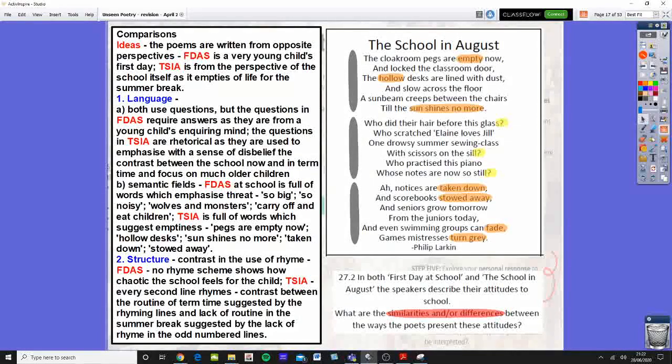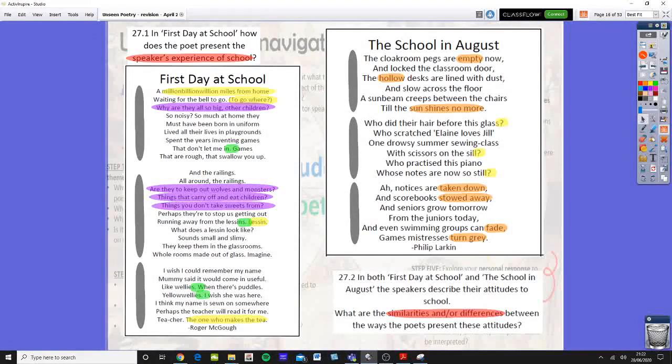So my task for you, other than following this lesson through, is now to have a go at answering both those full questions. So there they are on the page. So 27.1, in First Day at School, how does the poet present the speaker's experience of school? I want you to write as full a response as you can in the time available. Now, in the exam, that would be about 45 minutes in total for both questions. I'm not suggesting that you do it under exam conditions, but you might want to try that, which would mean probably spending about 35 minutes answering 27.1.